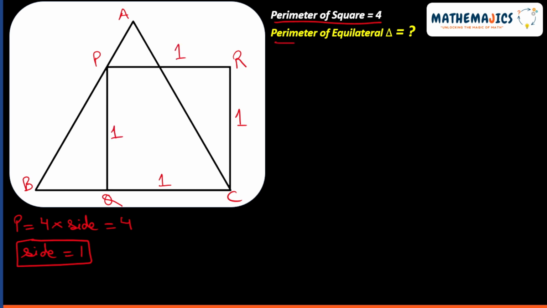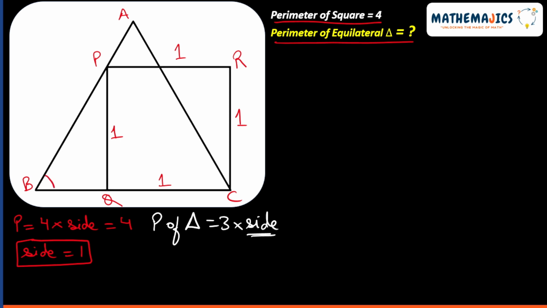We need to find the perimeter of the equilateral triangle. To find it, we need the side of the equilateral triangle. What is the perimeter of an equilateral triangle? The perimeter of an equilateral triangle is 3 times the side. So that means we need to find the side of the equilateral triangle.